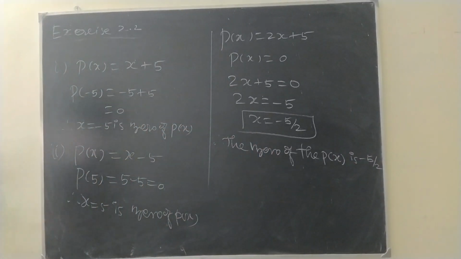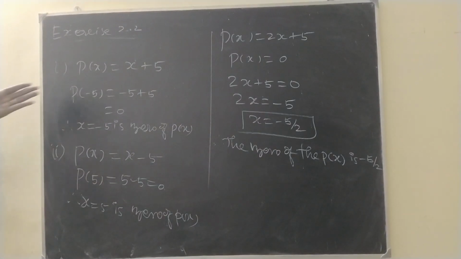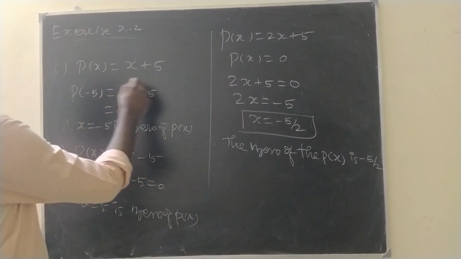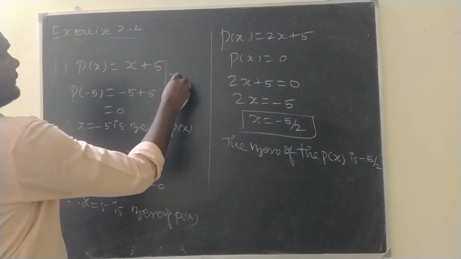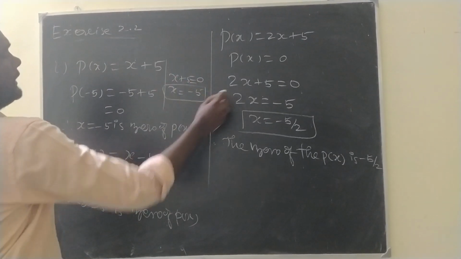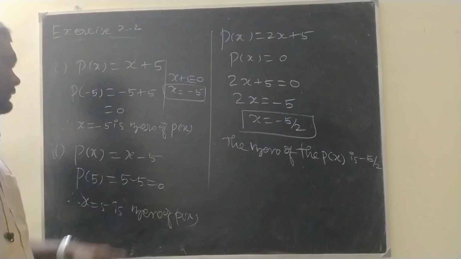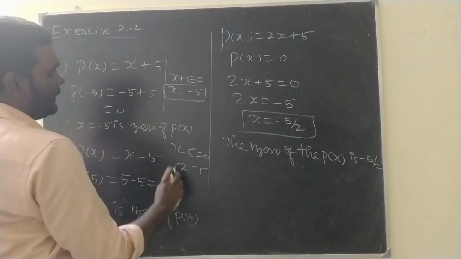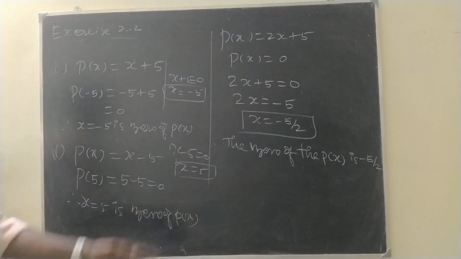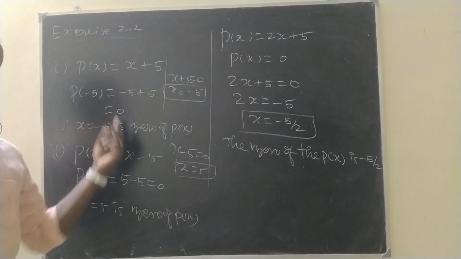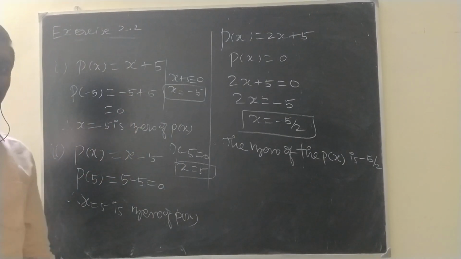Okay. Any doubts in this? For this question also, instead of trial and error, you can directly find by equating it to 0. See, we will take x plus 5 is equal to 0, and x equals minus 5 is the zero of the polynomial. Here also, x minus 5 equals 0 and x equals 5 is the zero of the polynomial. So, it will come in only a few steps. That is why I wrote 2 or 3 steps, substitution, everything. Okay.